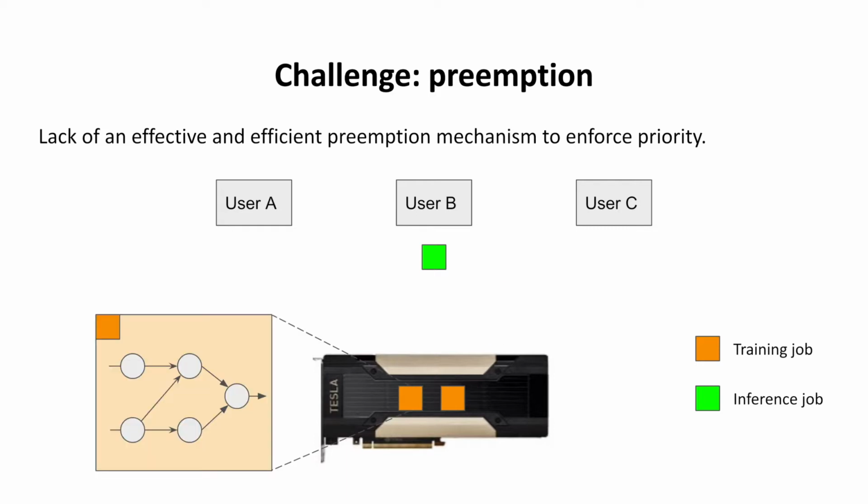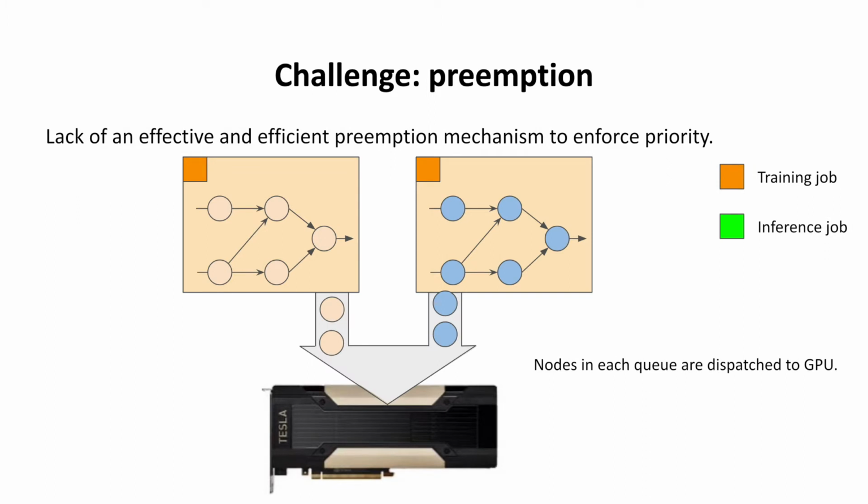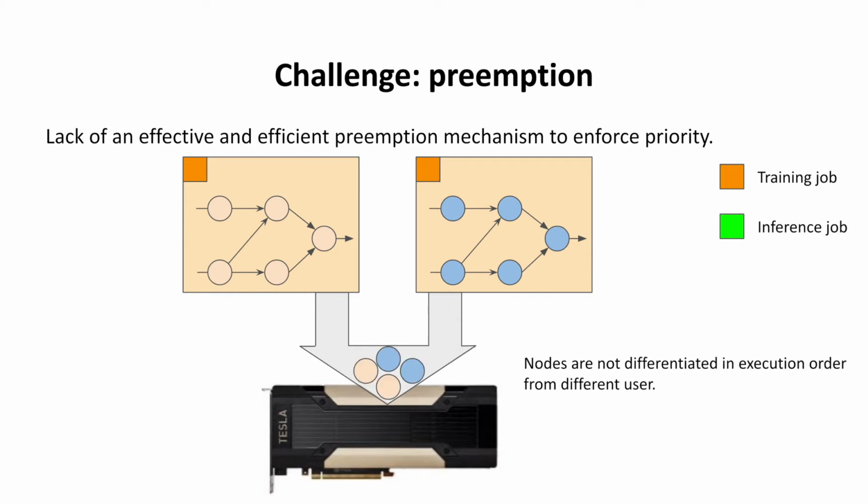As we know, each job can be abstracted as graph computation. When we run two jobs in the diagram, nodes from different graphs are sent to the GPU simultaneously. Nodes from different users are not differentiated in execution order. Also, node execution cannot be interrupted from the user, framework, and GPU side.